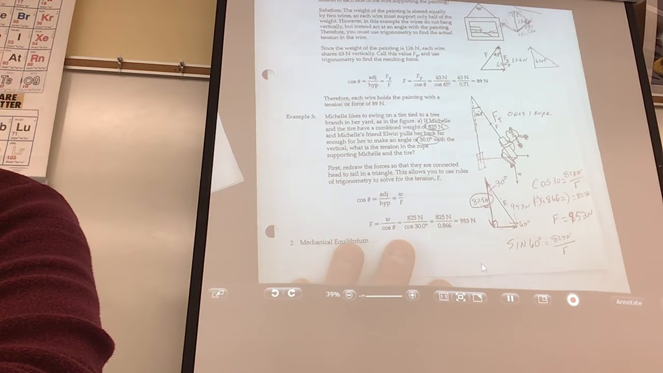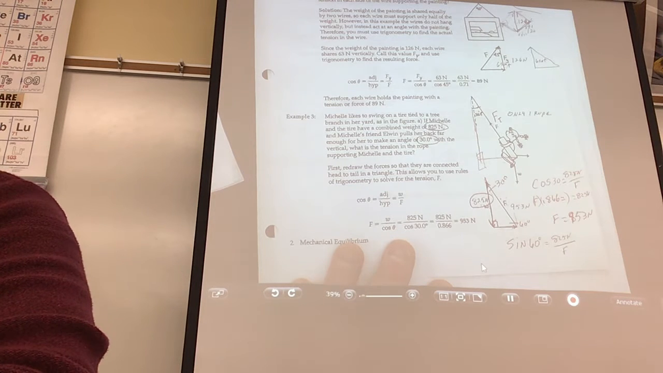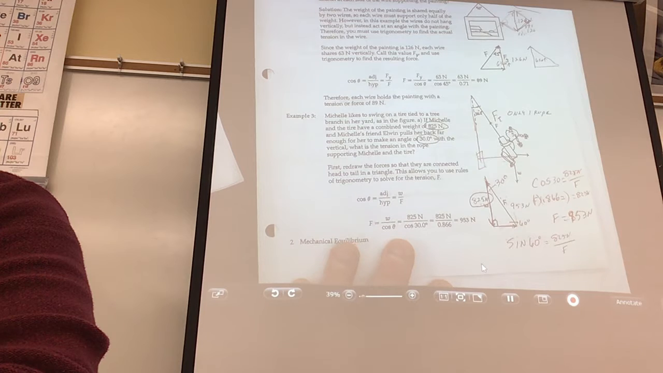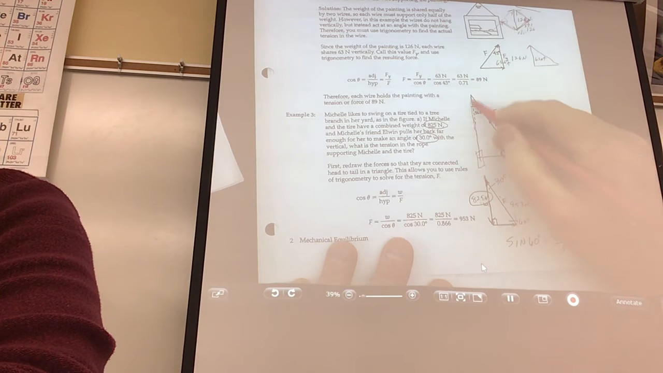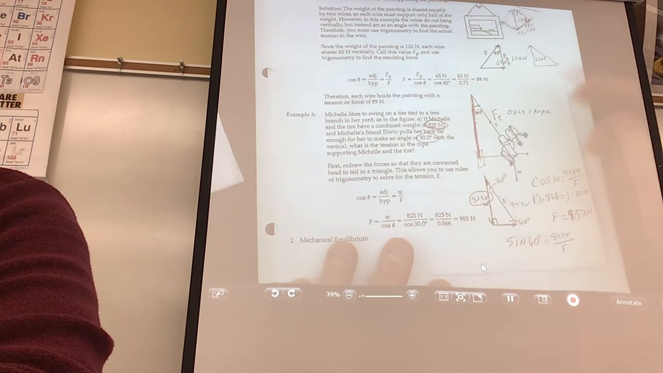All right. Raise your hand if you know. You just don't want to say it. How about that? Okay. All right. What do you think? Well, it says the combined weight of Michelle and the tire swing is 825 newtons. Say it again. The combined weight of Michelle and the tire. All right. So we know that that vector right there is actually 825 newtons in magnitude.